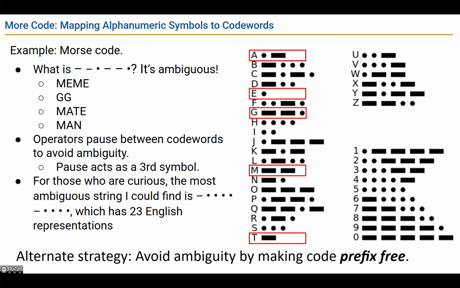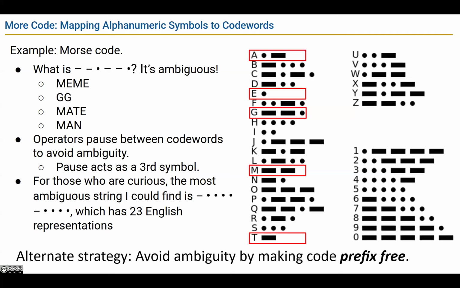Out of curiosity, I went through a crossword dictionary and I tried to find the most ambiguous string I could possibly find. The most ambiguous one is dash dot dot dot dot dash dot dot dot dot, which has 23 different representations in the English language. So have fun finding all of those.